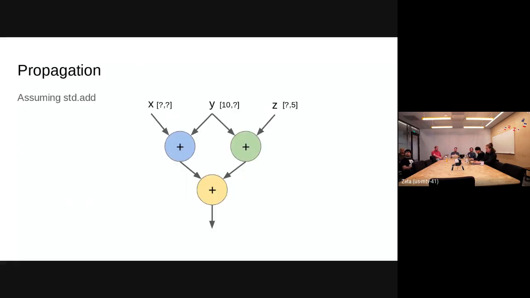And of course, there's also the question of propagation. With the shape function, normally there's information shared between multiple different ops. So for example, if you have a couple of std adds, and I use std add because it doesn't have broadcasting, so it makes my life easier.